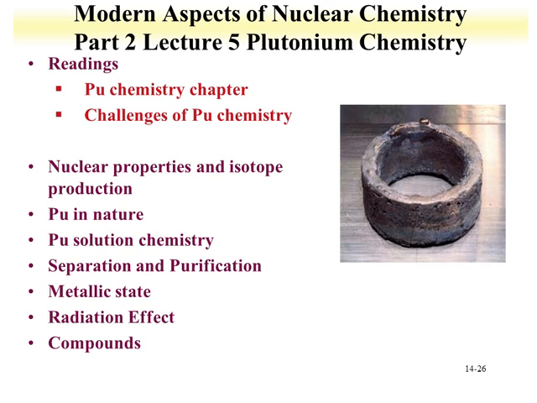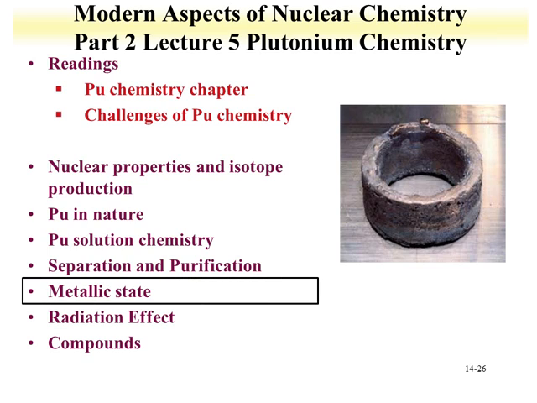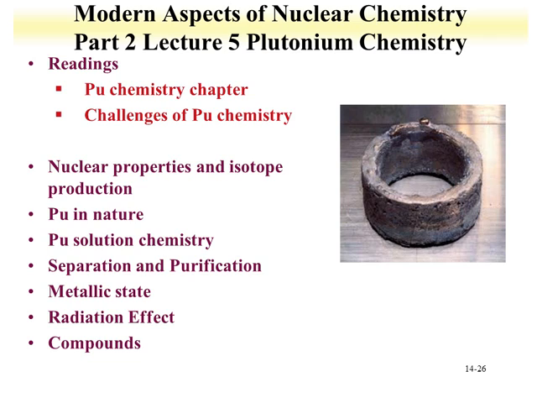This concludes part 2 of lecture 5 for Modern Aspects of Nuclear Chemistry. This lecture reviewed information on the metallic state of plutonium. The final lecture on plutonium will talk about radiation effects and some chemistry of plutonium compounds.